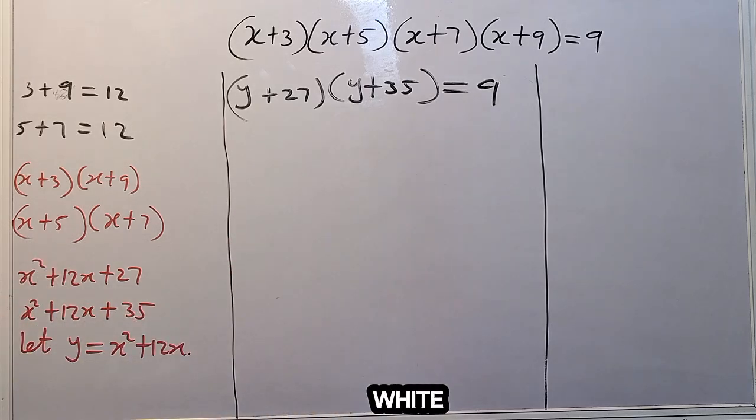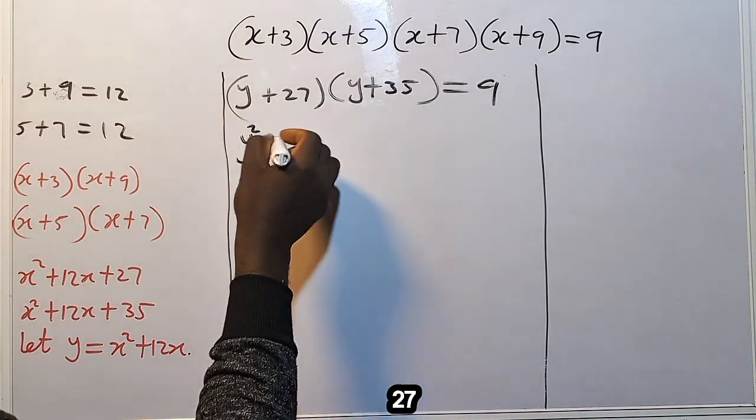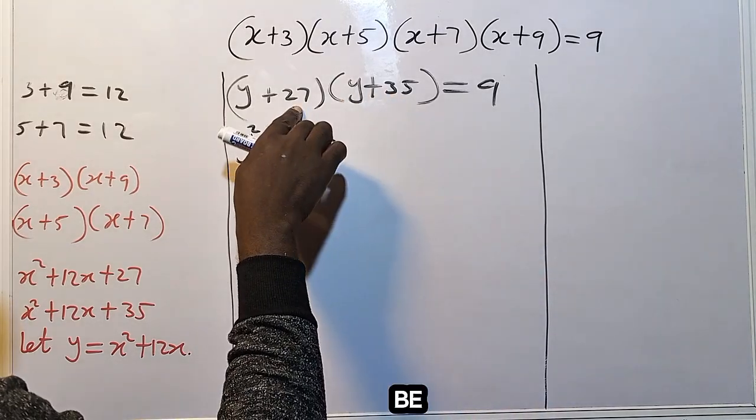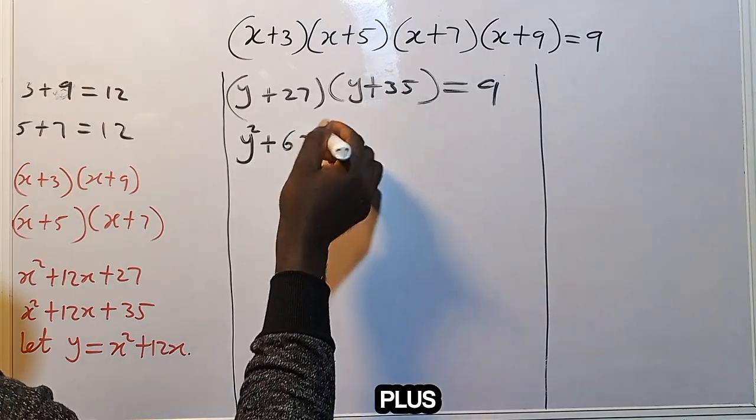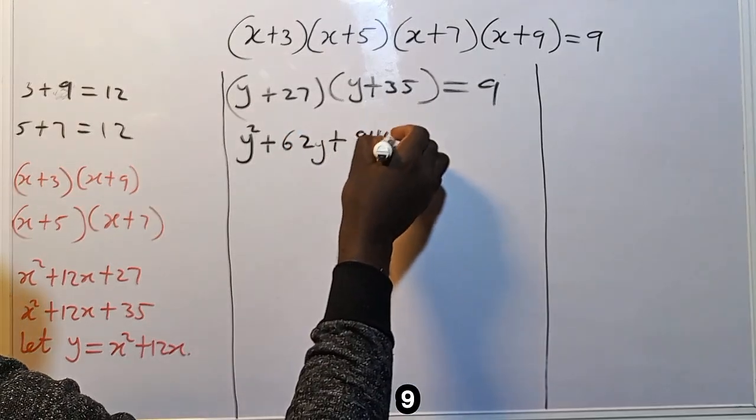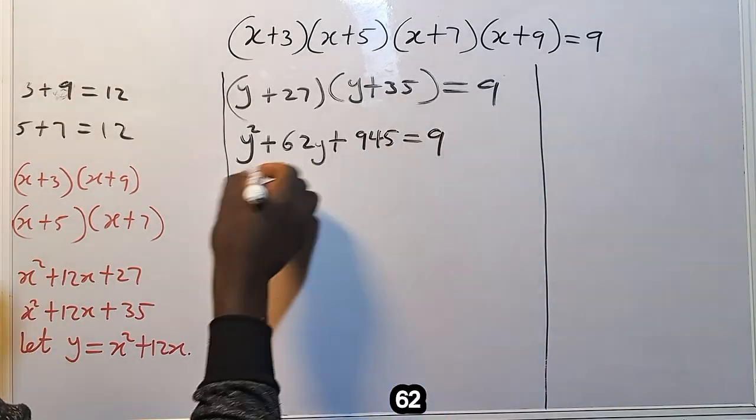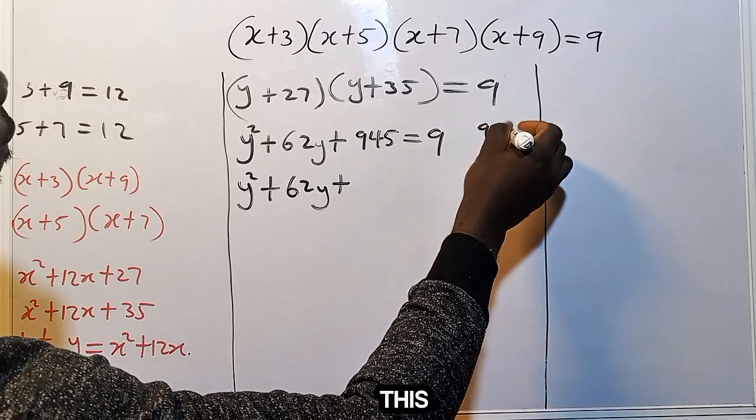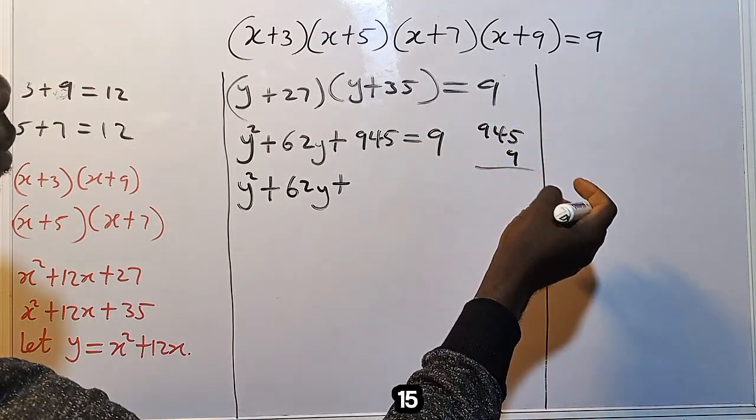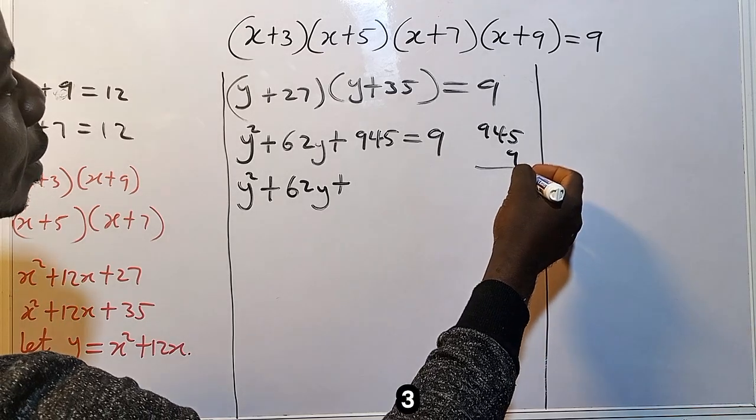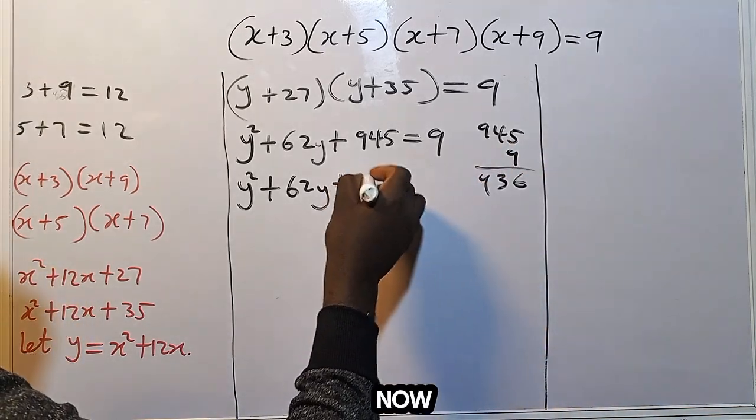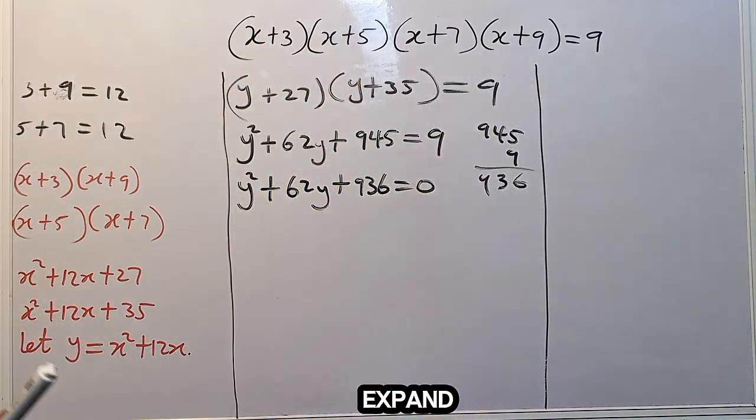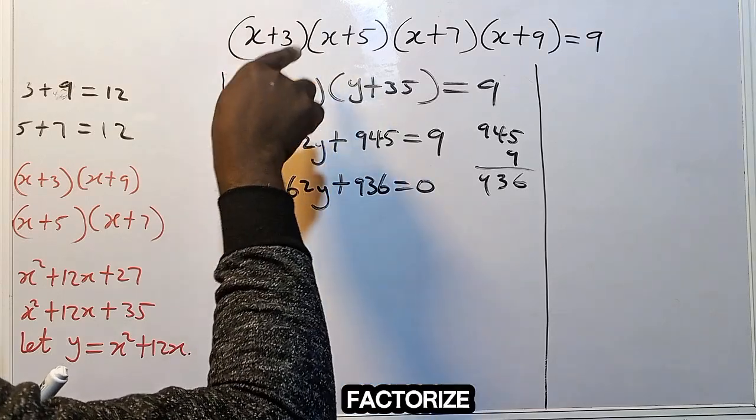Now let's expand it. You now have y squared plus 27 plus 35, that should be 62, plus 27 times 35, which is 945, so 62y plus 945 equals 9. Now move this 9: y squared plus 62y plus 945 minus 9, which is 936, equals 0. As you can see now, this method turns this expression into a quadratic equation. You don't need to expand the bracket; if you expand the bracket, you'll be trapped.